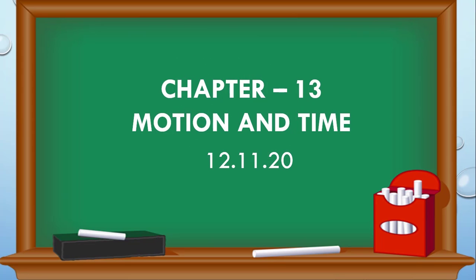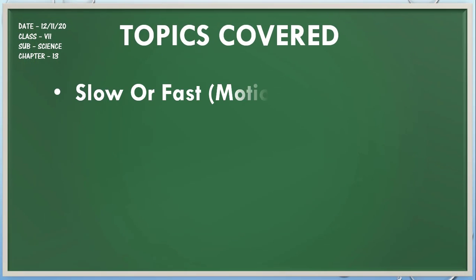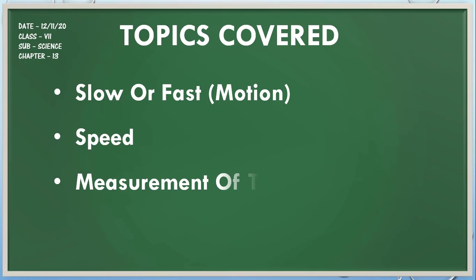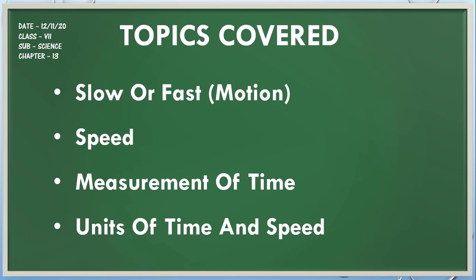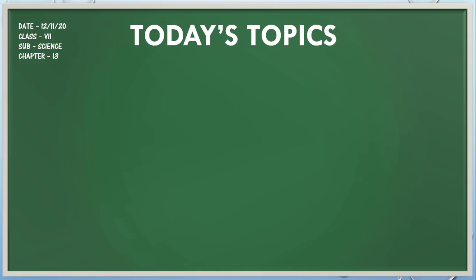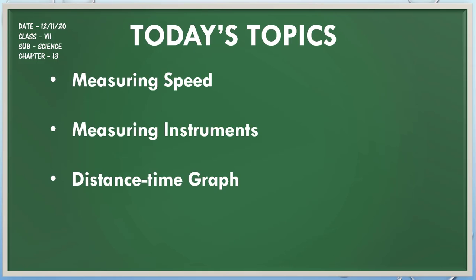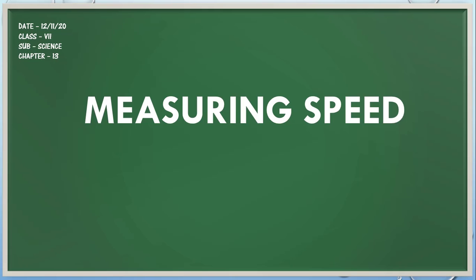In our previous class, we started chapter number 13, which was motion and time. From that chapter, we have covered some topics which are motion, slow or fast, speed, measurement of time, and units of time and speed. Today, we are going to cover the topics measuring speed, measuring instruments, and distance time graph.